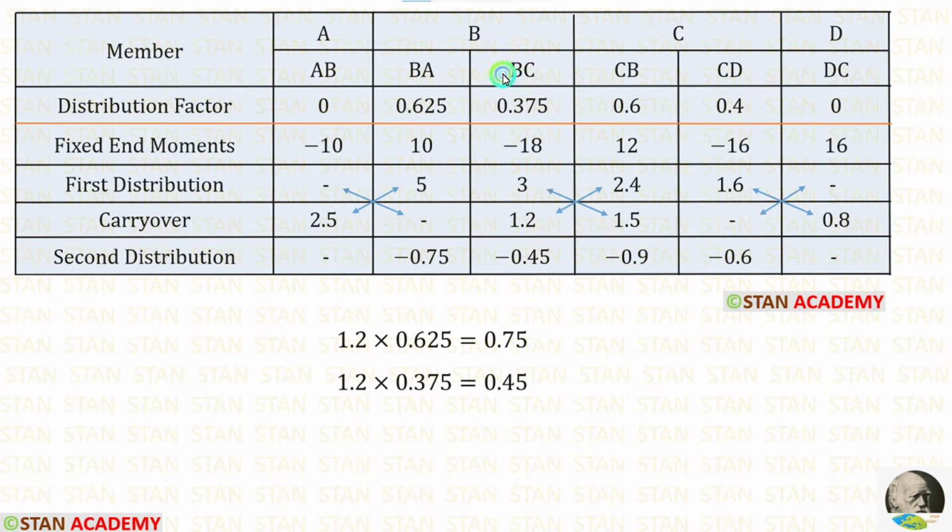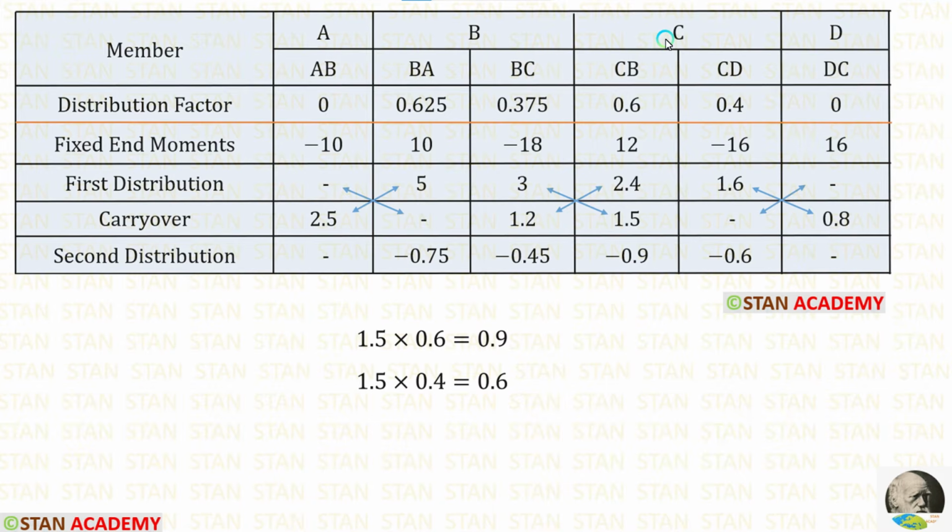Now let us do the distribution for BC. For that, we have to multiply this value with the distribution factor at BC. When we do that, here also we are getting a positive value. So we are entering inside the table as negative. Now let us make the second distribution in the joint C. In the joint C also, now we are having only one value. For CB, we have 1.5. For CD, there is no value.